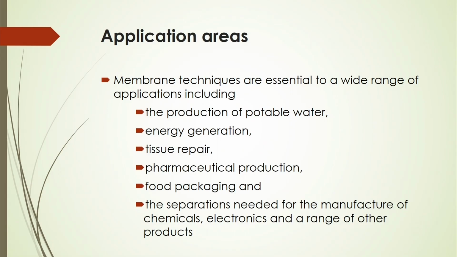Now, what are the application areas where process intensification by membrane is possible? Some examples are tissue repairing by membrane, pharmaceutical production, food packaging, production of potable water, even energy generation. These are the broad areas where membranes can be used as a potential process intensification device. And the membrane can be used for separations needed for the manufacture of chemicals, electronics, and a range of other products across these broad areas.